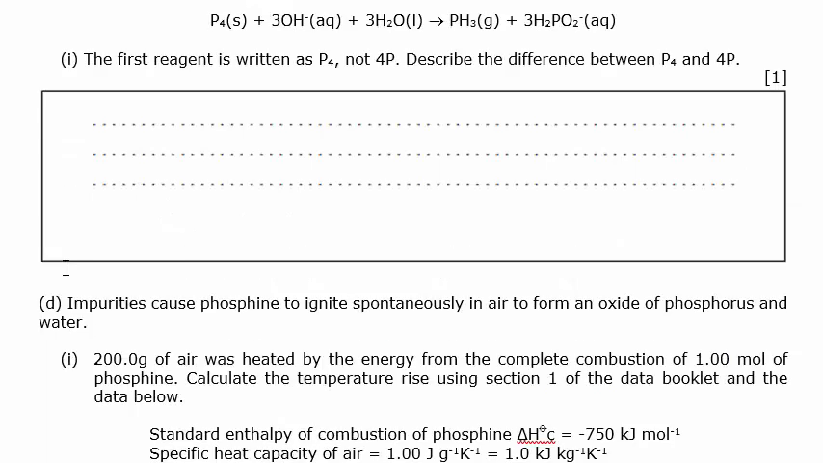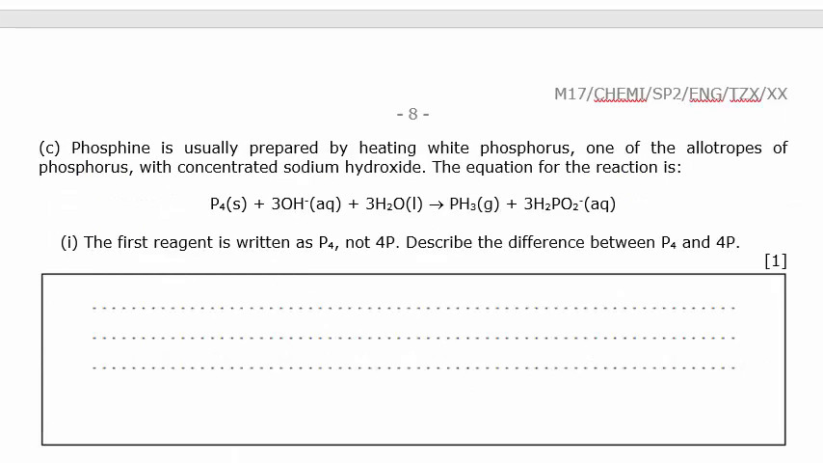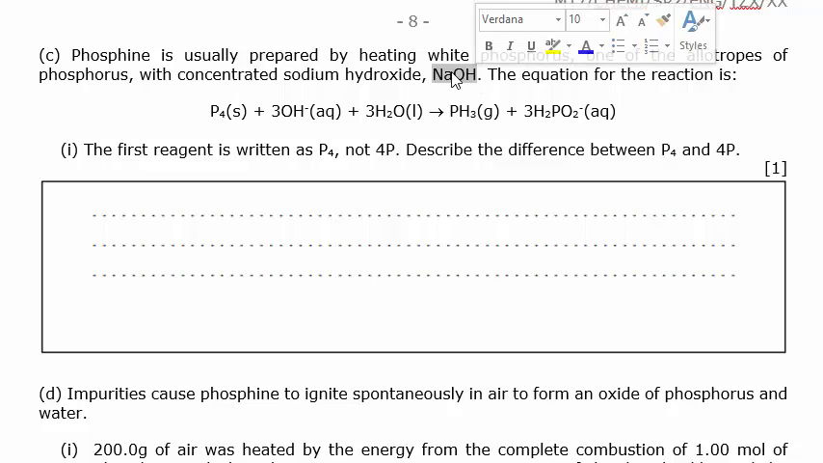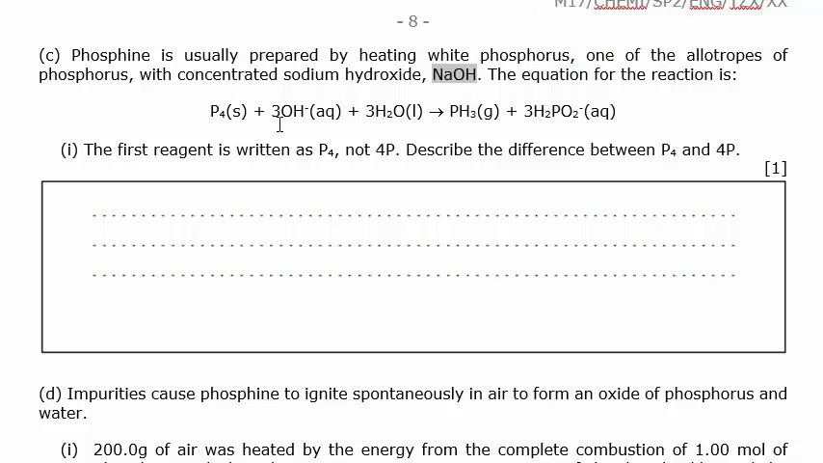Let's move on. Phosphine is usually prepared by heating white phosphorus, one of the allotropes of phosphorus, with concentrated sodium hydroxide. Here's the equation for the reaction. These OH minus ions come from sodium hydroxide, which has the formula NaOH. Why don't we put Na in here? Because it is ionic, so when it dissolves, the sodium ions and the hydroxide ions go off individually.